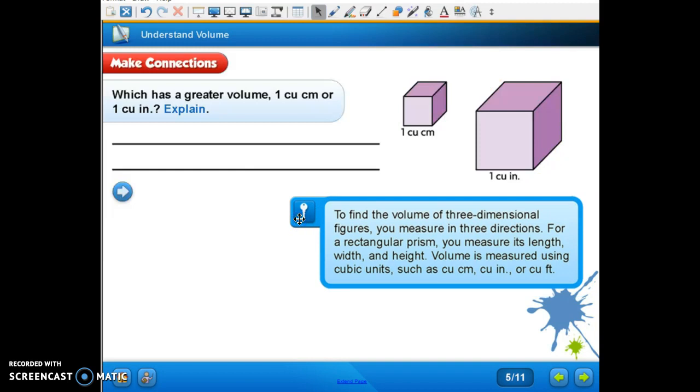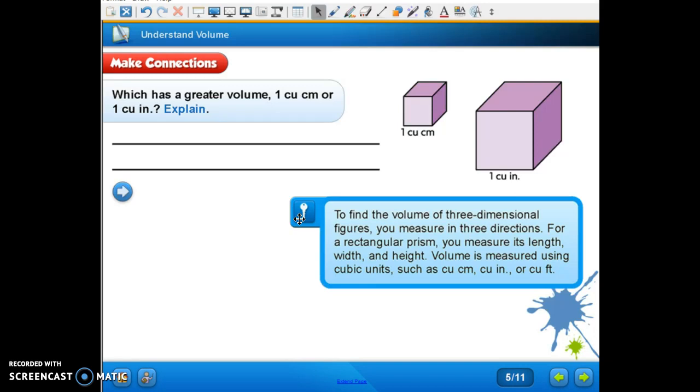To find the volume of 3-dimensional figures, you measure in 3 directions. For a rectangular prism, you measure its length, its width, and its height. Volume is measured using cubic units, such as cubic centimeters, cubic meters, cubic inches, or cubic feet. So CU stands for what?